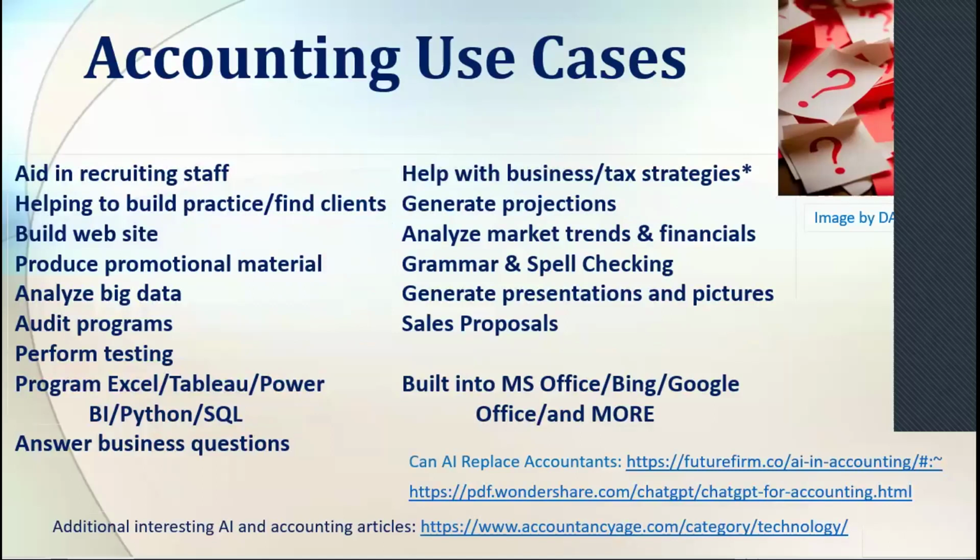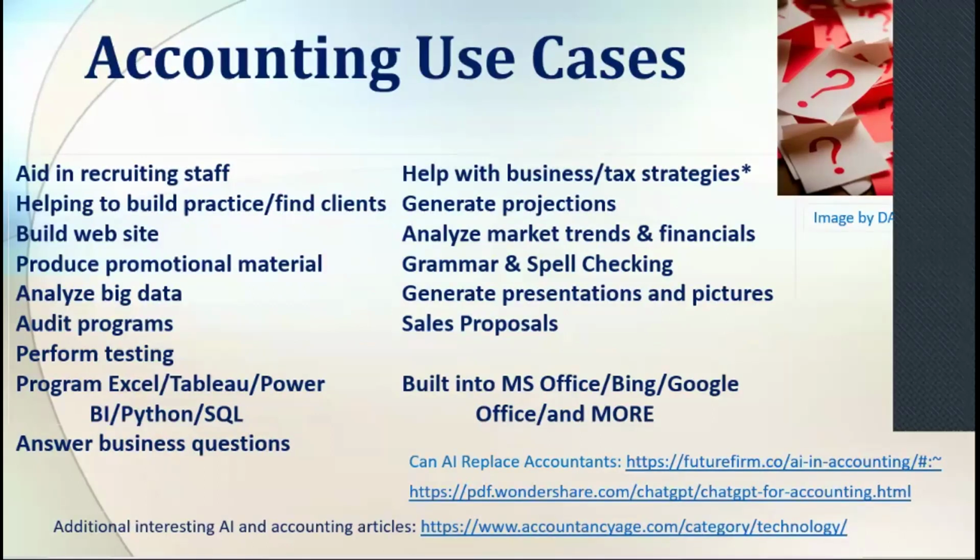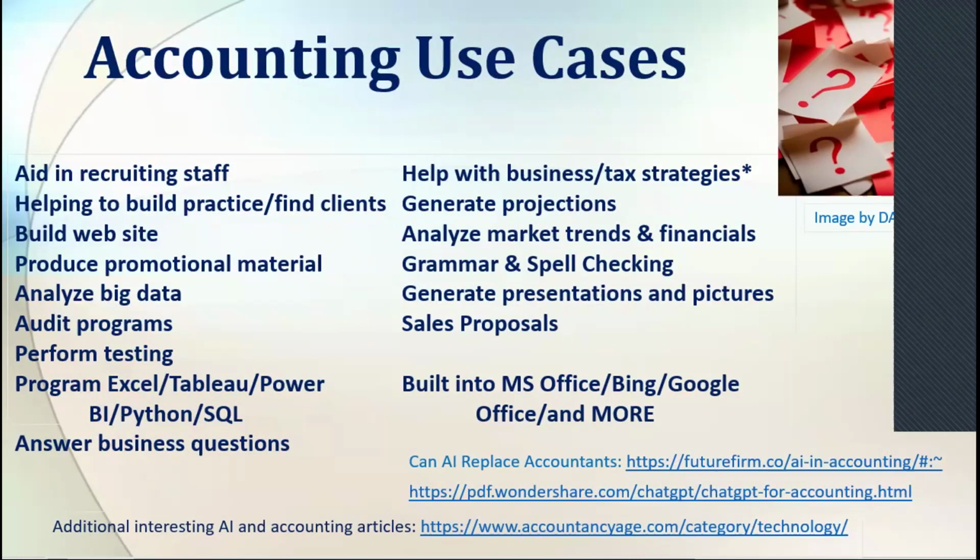Okay. Recruiting staff. It can draft all kinds of job descriptions. It can draft all kinds of correspondence and communications, building websites, analyzing big data, audit programs, testing. You can ask it. I was trying to figure out an Excel formula. In Excel, when I take an average, it takes all the cells, empty cells or not, and I only need the cells with a value in them to be averaged, not the empty cells, or if it's a zero. It gave me the formula just like that.